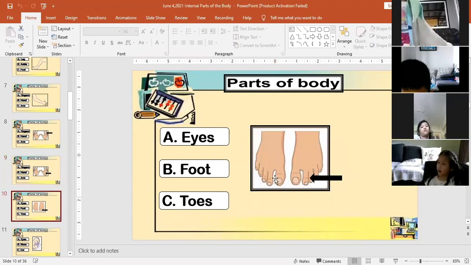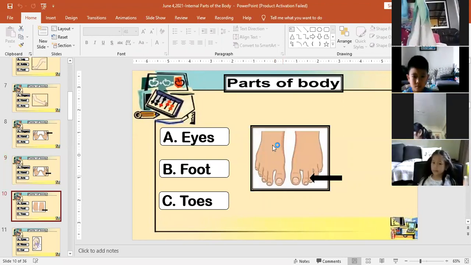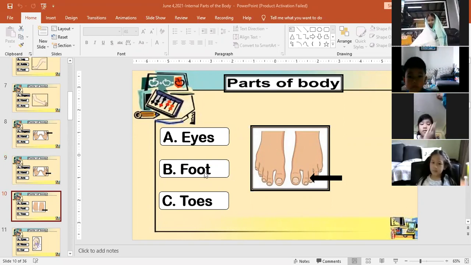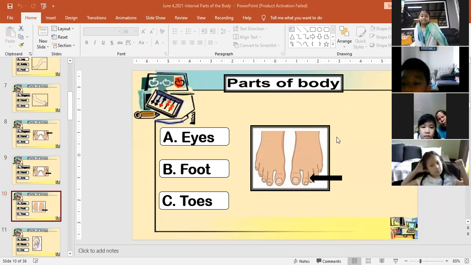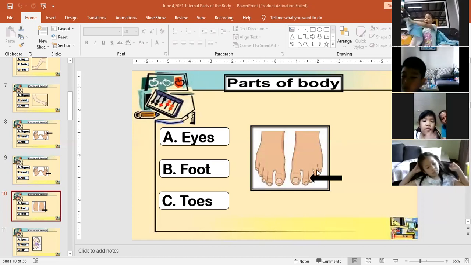what part of the body is this? Letter A, eyes. Letter B, foot. Or letter C, toes. What letter? C. C, toes. How many toes can you see? Ten.